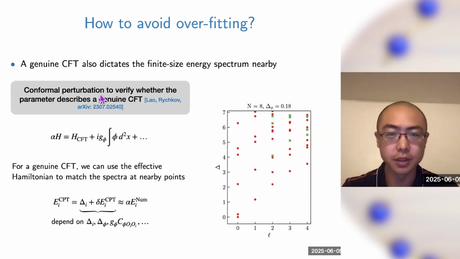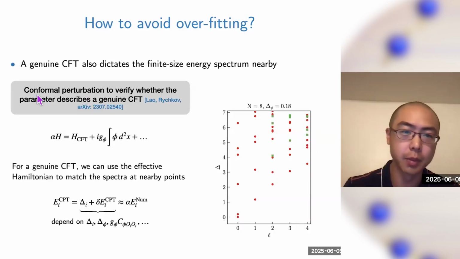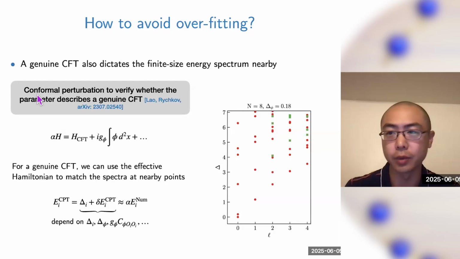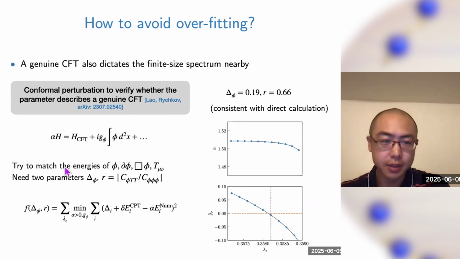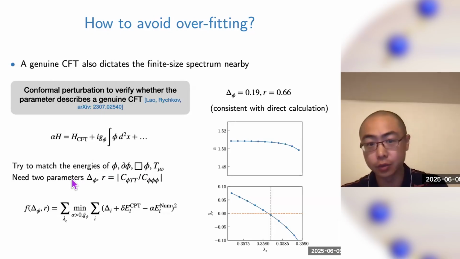Okay, so the gist of this idea is that we want to use conformal perturbation to verify whether the parameter we get out of the gradient descent describes a genuine CFT or not. And in practice, we just try to match the energy of these four states, sorry, phi, partial phi, box phi, and T mu nu. And then we need two parameters actually. One is the scaling dimension Delta_phi itself, and another is this ratio of the OPE coefficient.